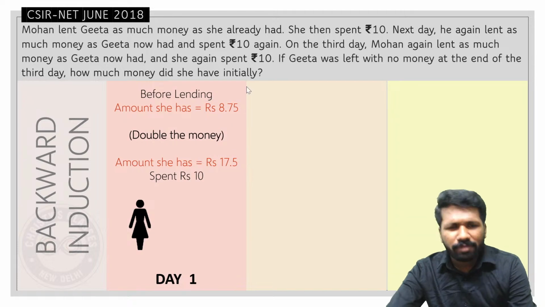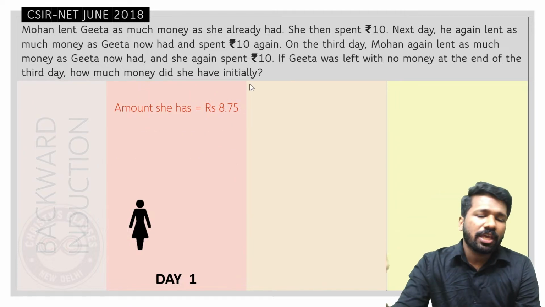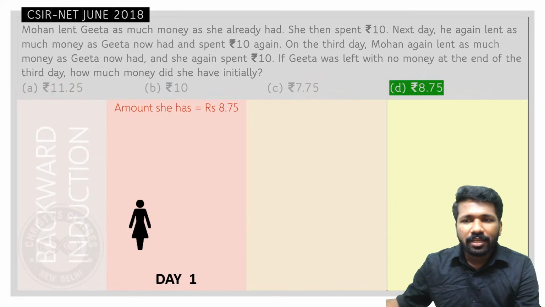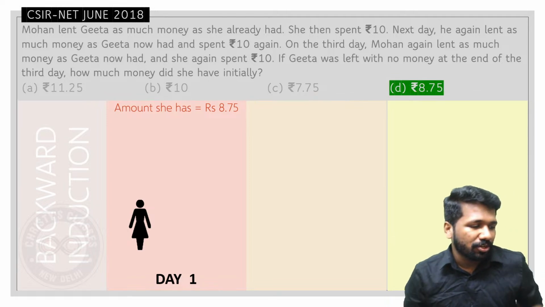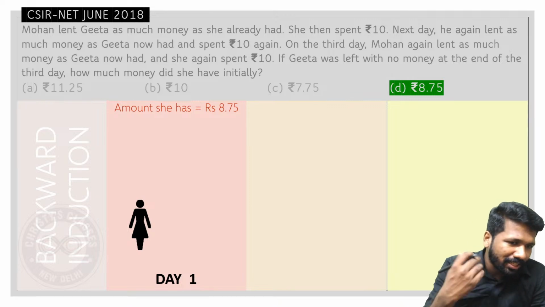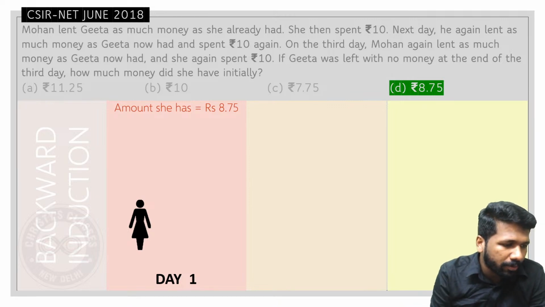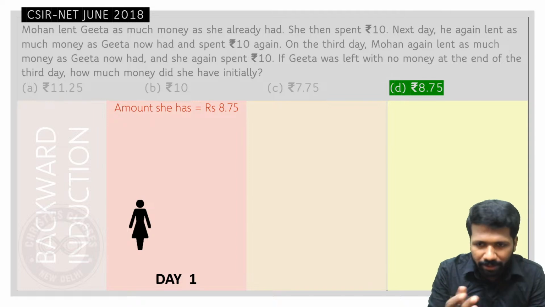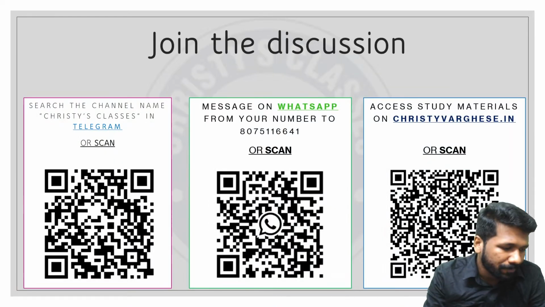All of you understood this? Very briefly I mentioned it because the same process I have elaborated in the previous question, the 200 rupee question. Did you all understand? Otherwise please check that same process of backward induction I have taught you in the previous question. Repeat it here, you will understand it.